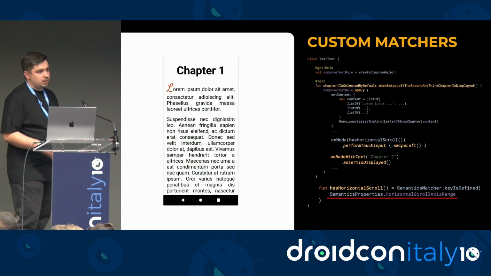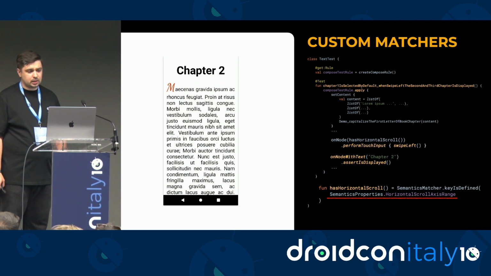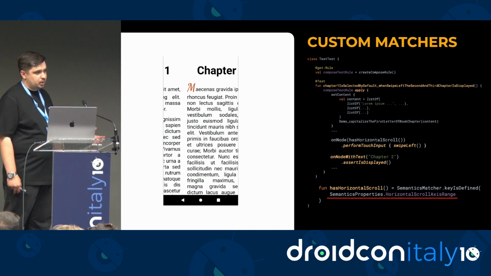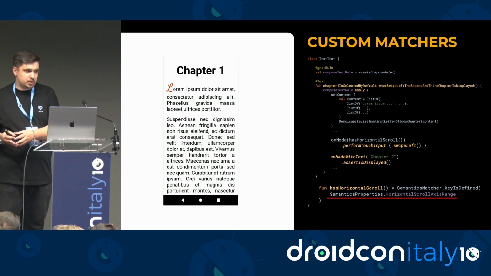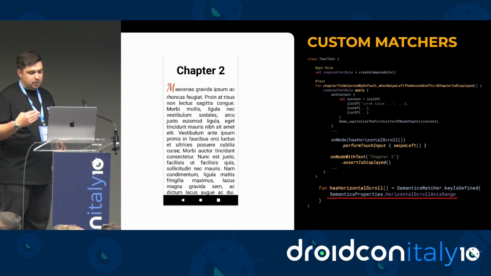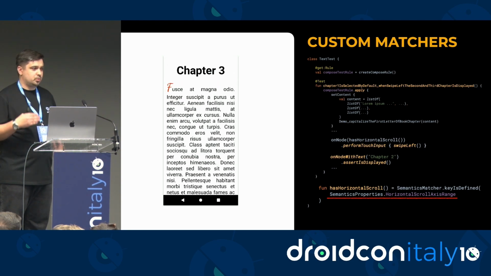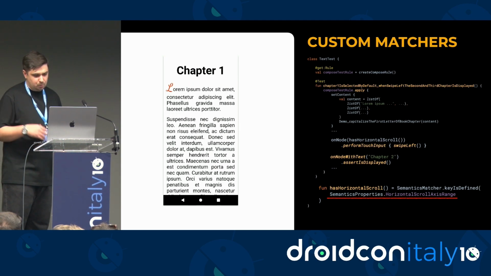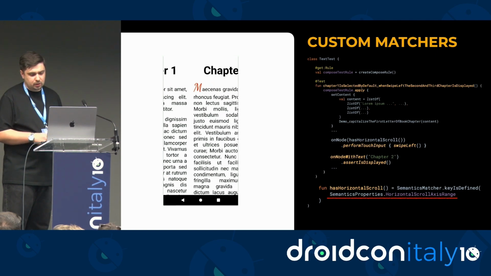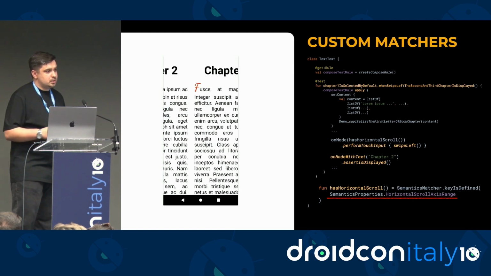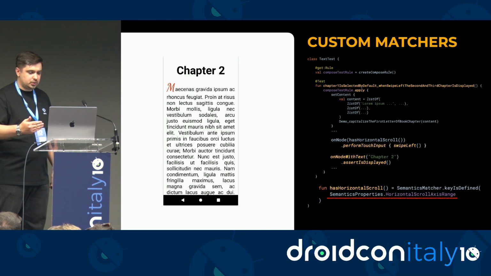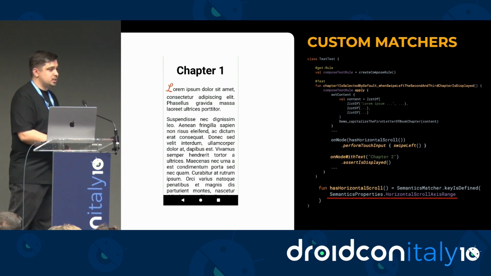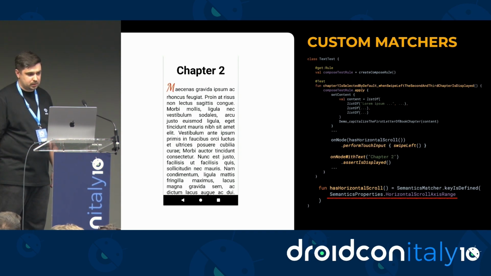Another example of how we can create custom matchers is when we have a pager component and we want to do a swipe. But to do a swipe, first of all, we need to find the component on which we want to do the swipe. And here we can analyze using the printToLog function. We can analyze our tree, and we can find that our pager has the semantic property horizontal scroll axis range. It means that using our semantic tree, we can find an element which has such a key defined. And in this case, it's super simple to find our element on the screen.